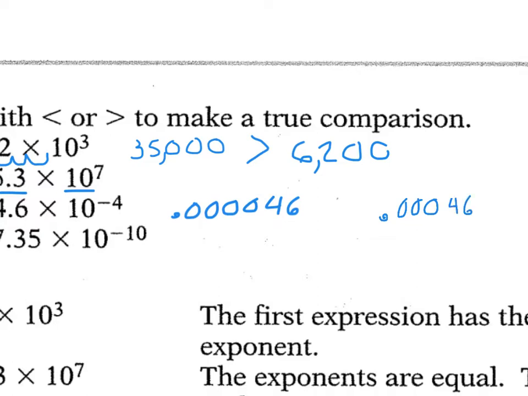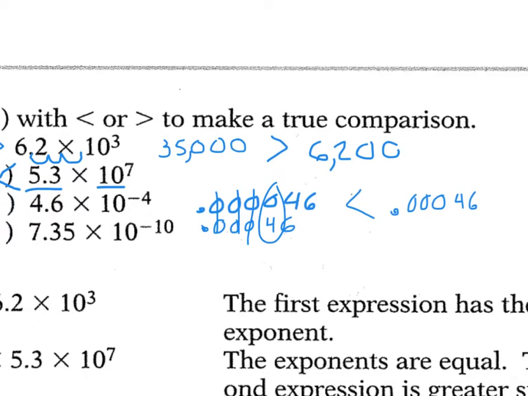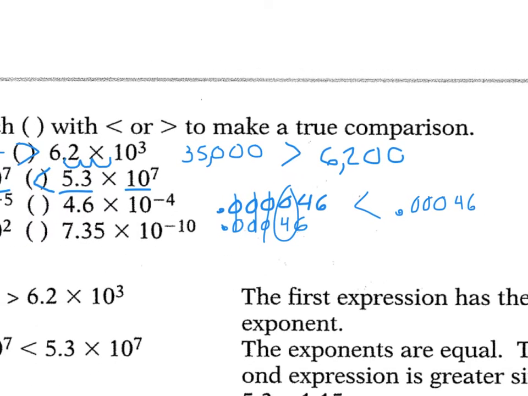Now, if we were to line these up on top of each other, we have 0, 0, 0, 4, 6. So the zeros are the same. And next we have a 0 and a 4. 4 is greater than 0. So 0.00046 would be greater than.